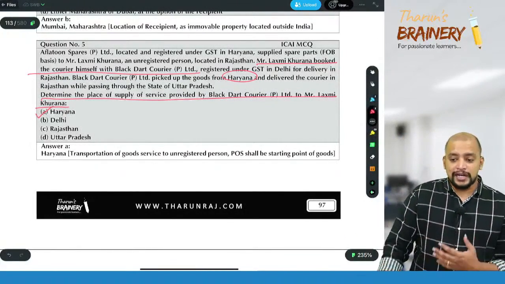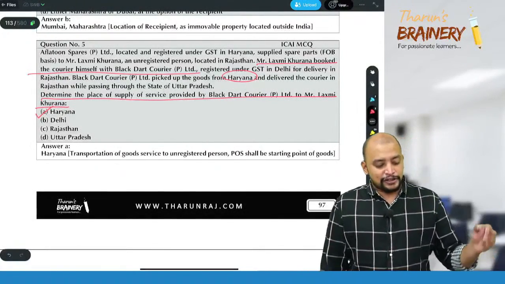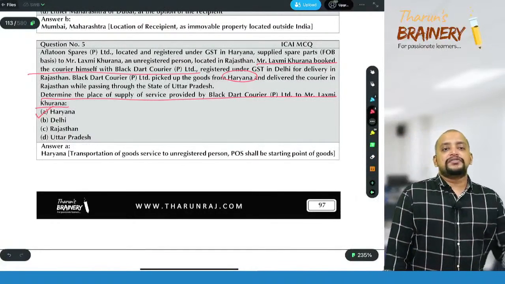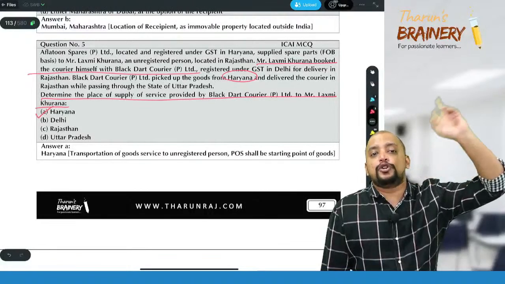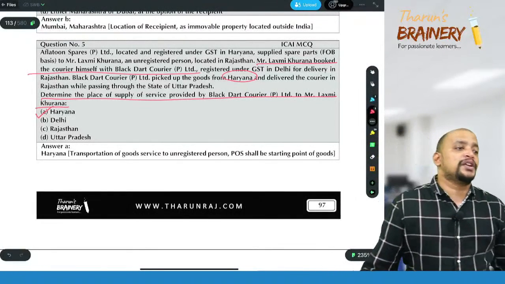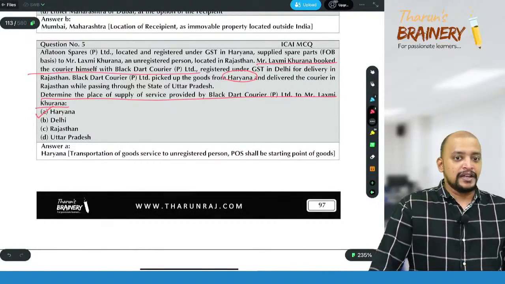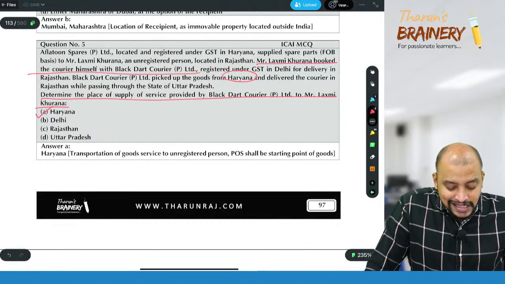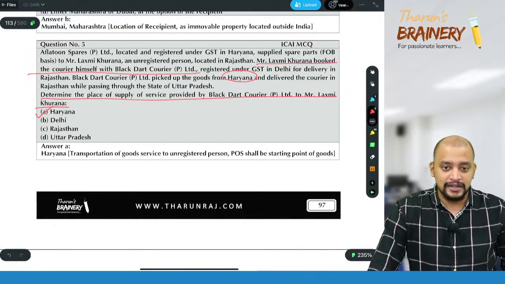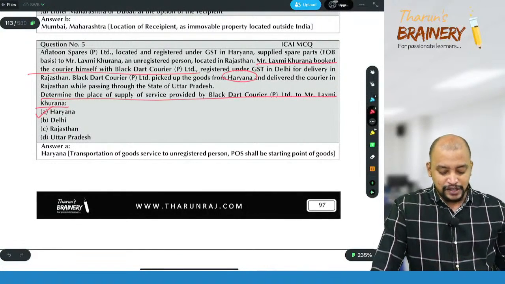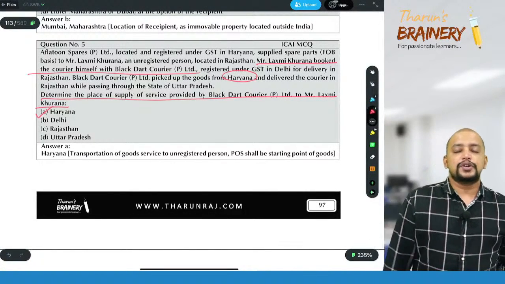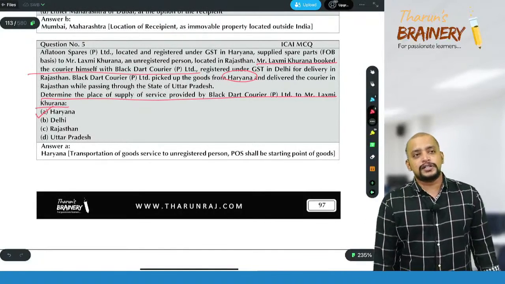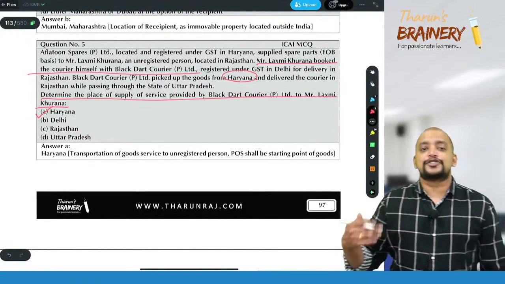What if this courier is booked by Aflatun Spares Private Limited? If the courier is booked by Aflatun Spares Private Limited, it would have become B2B. Then the location of the recipient will be taken as the place of supply. Because Aflatun Spares is registered under GST in Haryana, got it? It's a coincidence that Haryana will become the place of supply, but the reason will differ. Why will it be Haryana there? Because it is the location of the recipient in case of B2B.